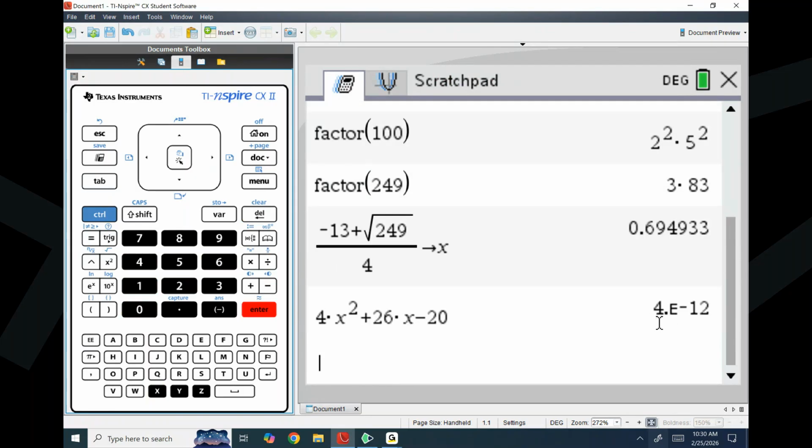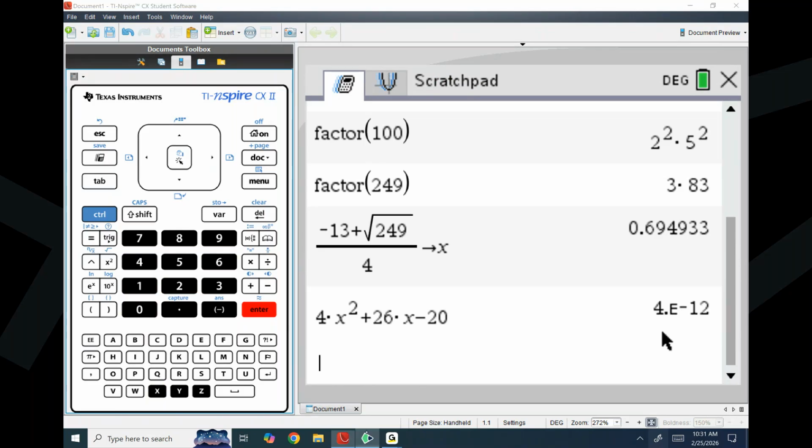4 times, look what this is saying. 4 times 10 to the negative 12th is 0.00000, 11 zeros, and then a 4. Point with 11 zeros and then a 4. What is that really close to?